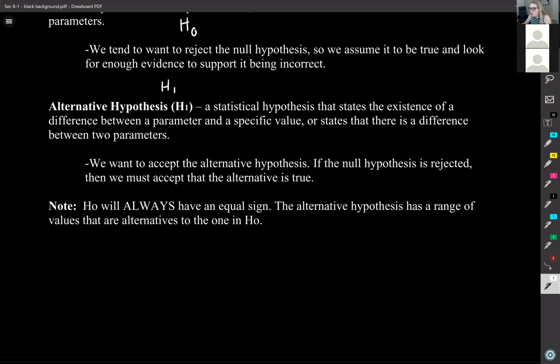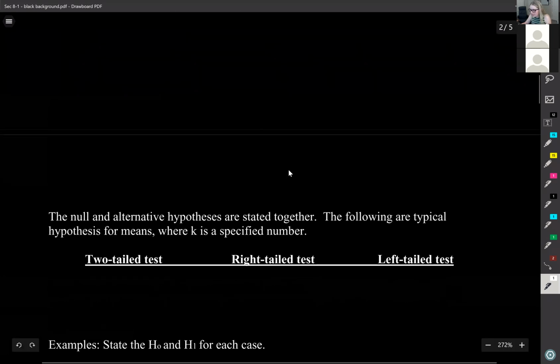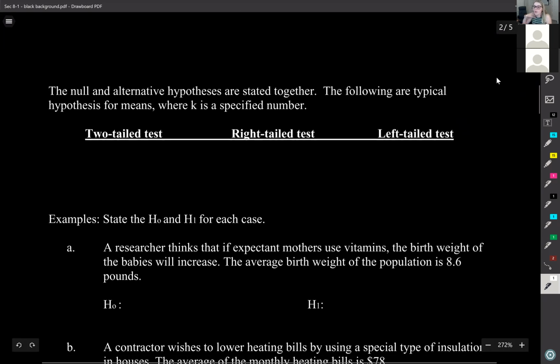Okay, so let's do some examples here. Like it says, the null and the alternative hypothesis are always stated together. So you'll always see a null hypothesis and then an alternative hypothesis, or you will have to state what is what based on the scenario that you're given. So let's go ahead and write down some examples of what this looks like.